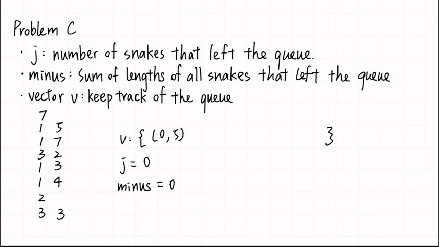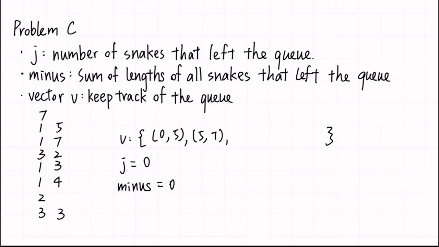And afterwards, when we add the next snake, which has a length of 7, the head will start from 5 and the length will be 7. And now we get a type 3 query, and we need to output the head coordinate of the second snake.